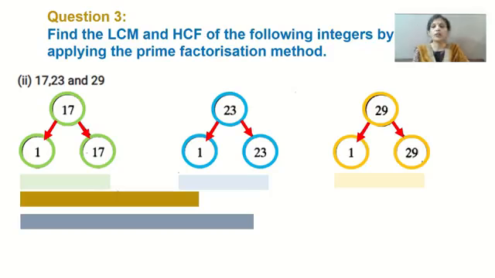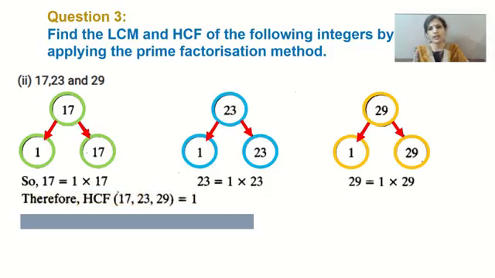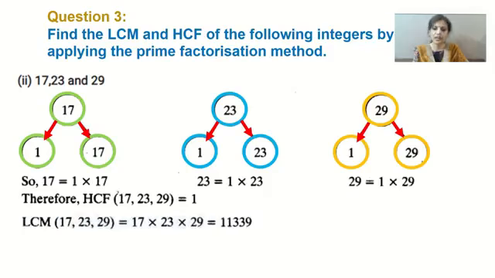Now we have to find out the HCF of the three numbers, that is 17, 23 and 29. And if you see the prime factorization of these three numbers, the factor 1 is common, and therefore the HCF of 17, 23 and 29 is 1. Now what about the LCM? LCM will be 17 into 23 into 29, and that is 11339. Okay, since the factorization was not much, this was an easy sum.